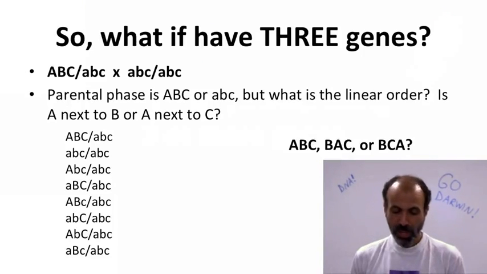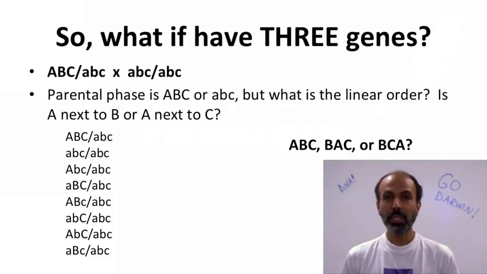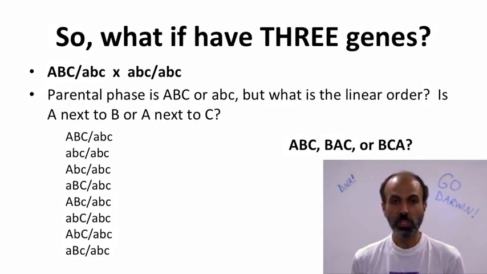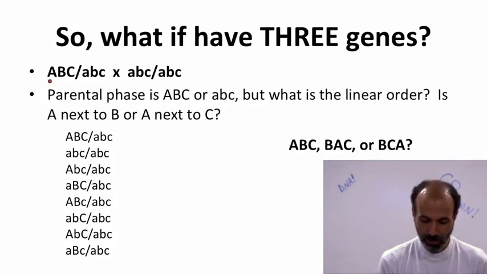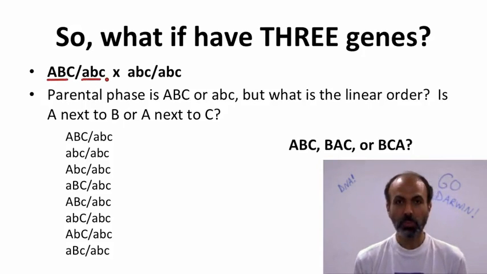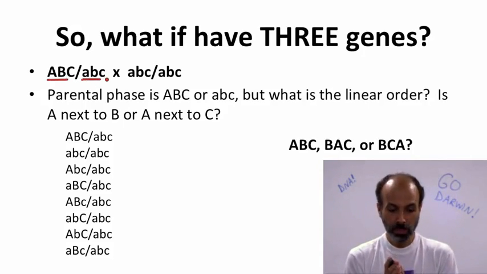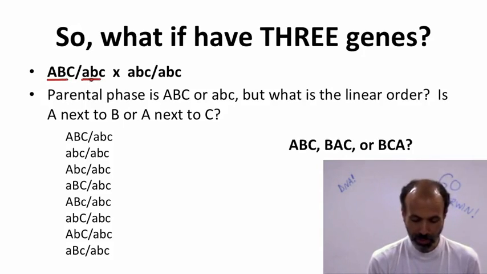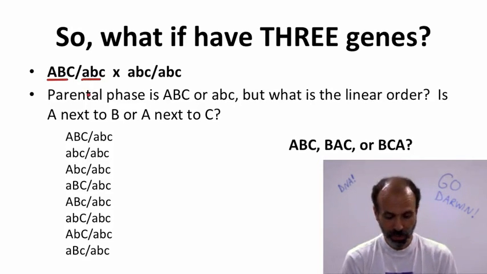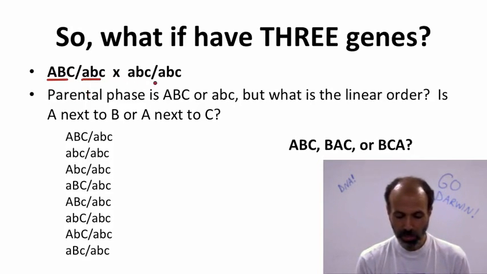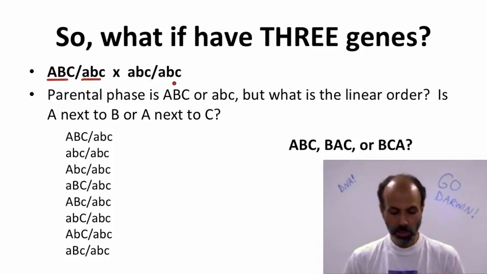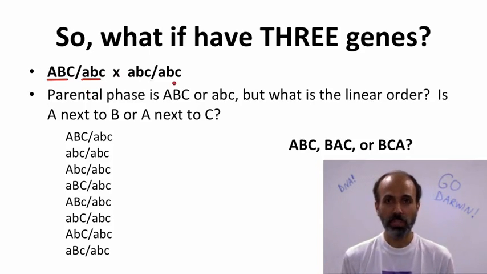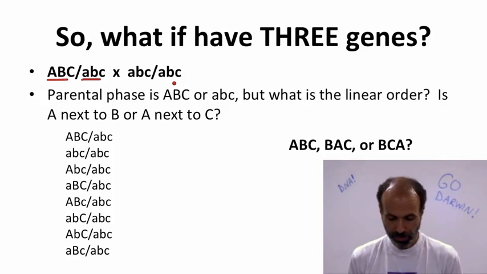So what if you have 3 genes? Let's say that you have 3 genes A, B, and C. And let's say you know the phase of these genes, where all the capitals came from one parent, all the lower cases came from another parent. You have a heterozygote. So there's big A, little a, big B, little b, big C, little c. But in this phase as depicted here, and you're crossing it to the little a, little b, little c, just like what we did in the previous video, as a test cross.